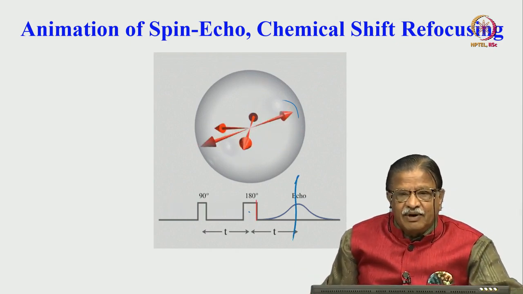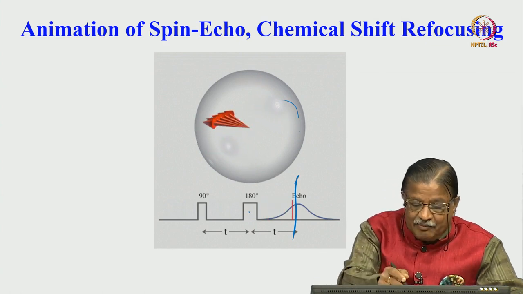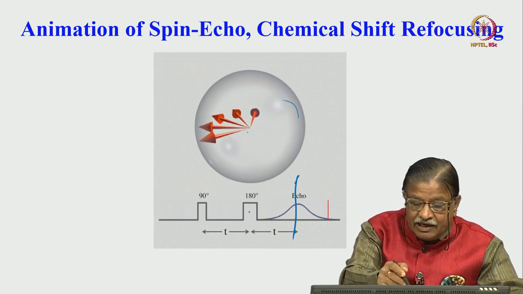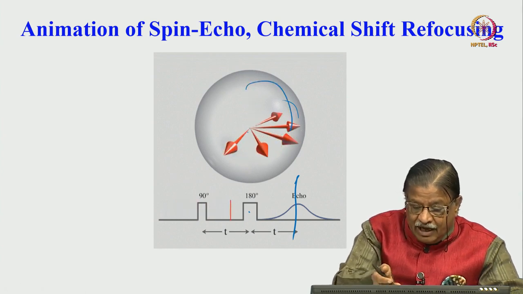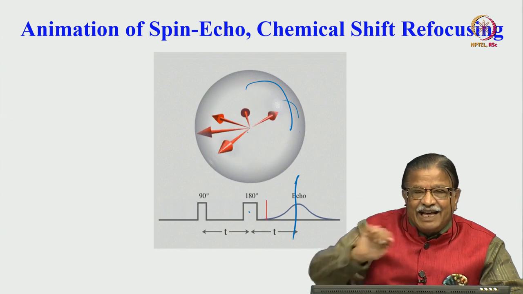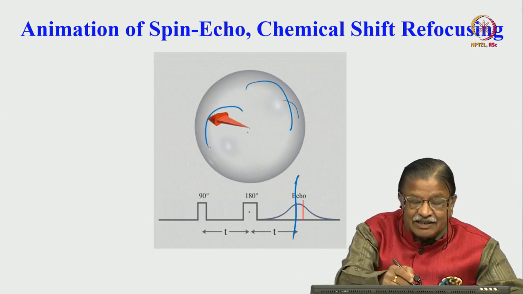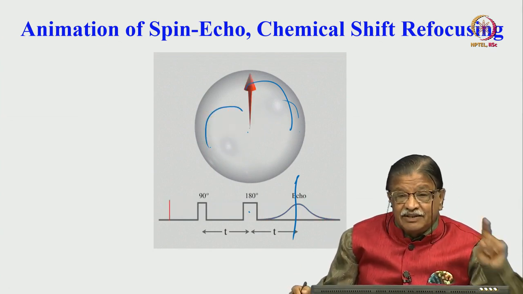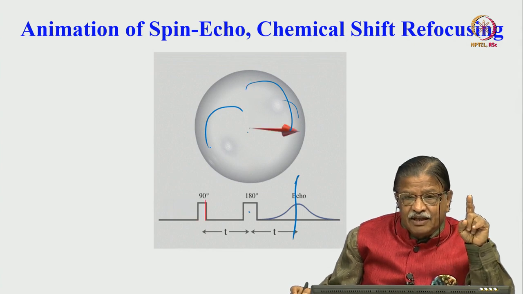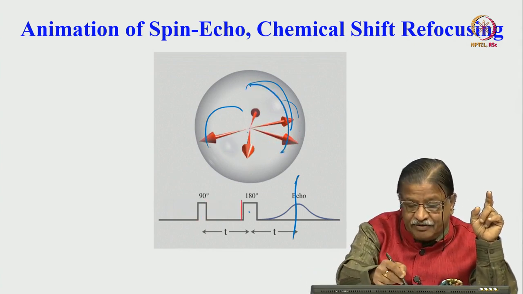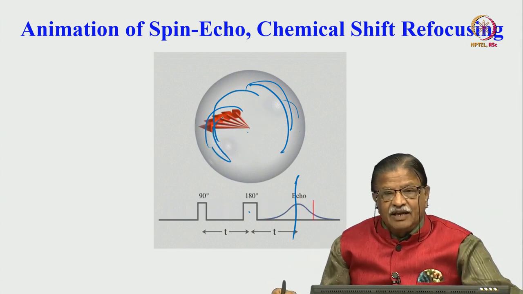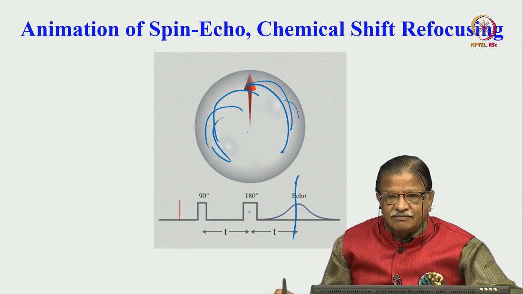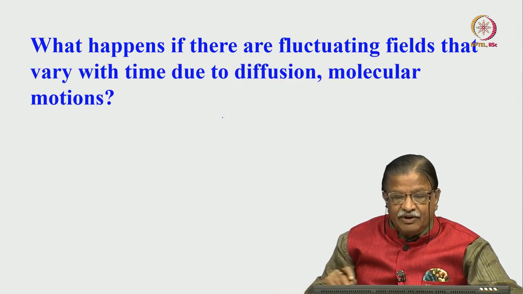Carefully observe this. What is happening? This 180 pulse, what it does, you see, observe, it brings the vectors here, they start fanning out, and the 180 pulse rotates them like this, and again they start moving in the opposite direction. Please see the direction of rotation. The ones which were rotating like this now continue to rotate in the same direction and then refocus. This is the video of a spin echo.